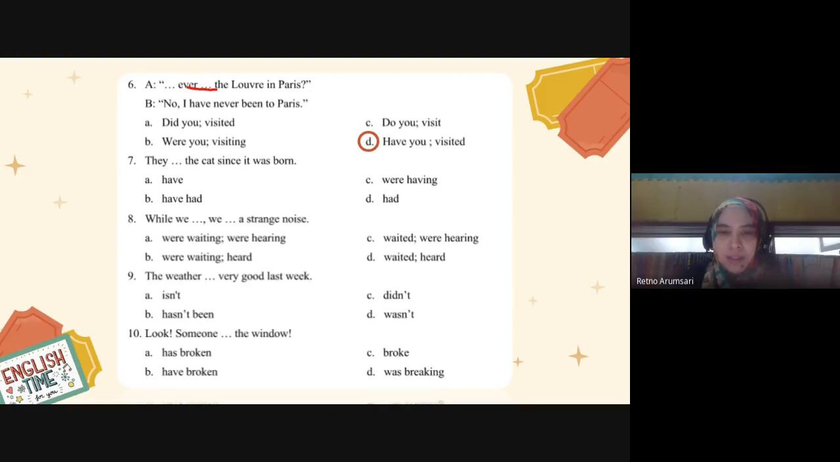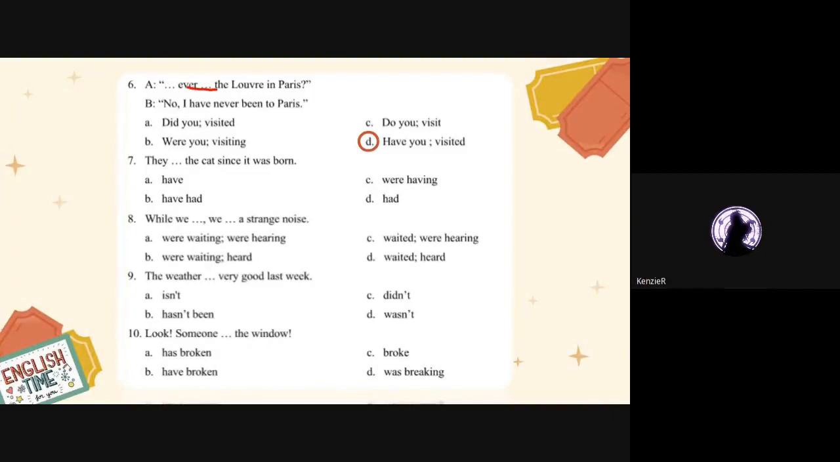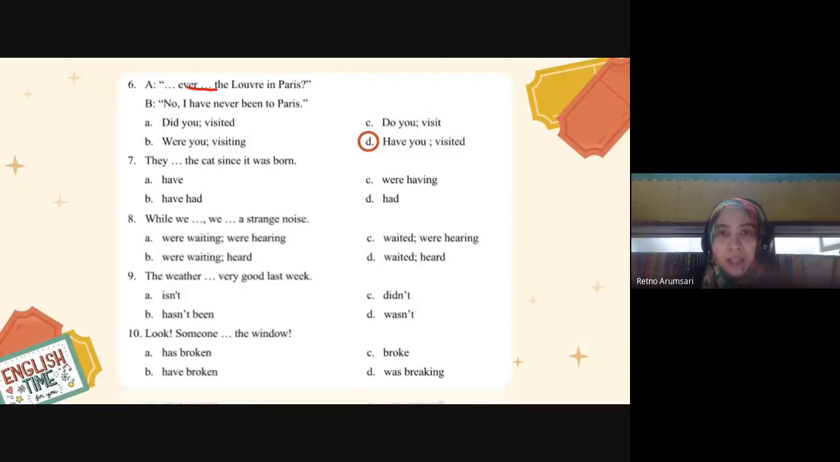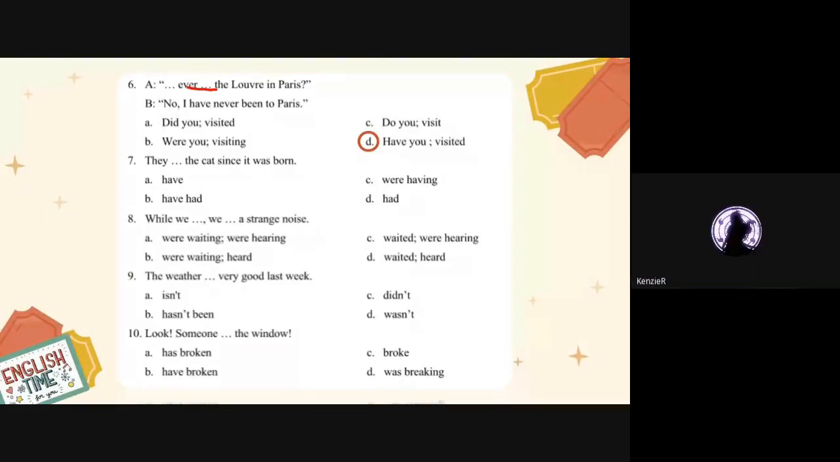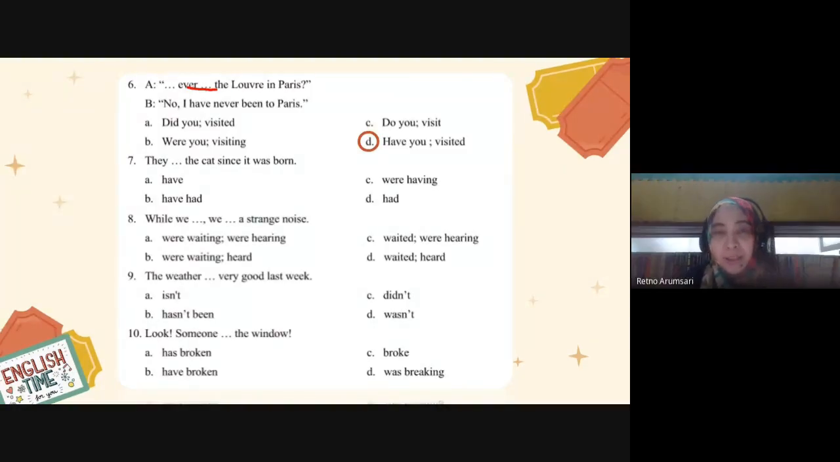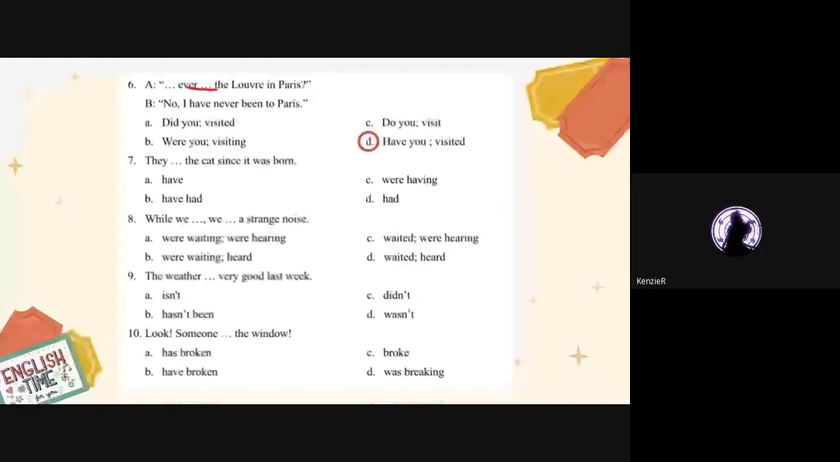Number 7, let's go to Kenzie. They had a cat since it was born. All right, is the cat still with them? Yes. It means that it's not in the past, right? If the cat is still with them, you say, they have a cat since it was born.